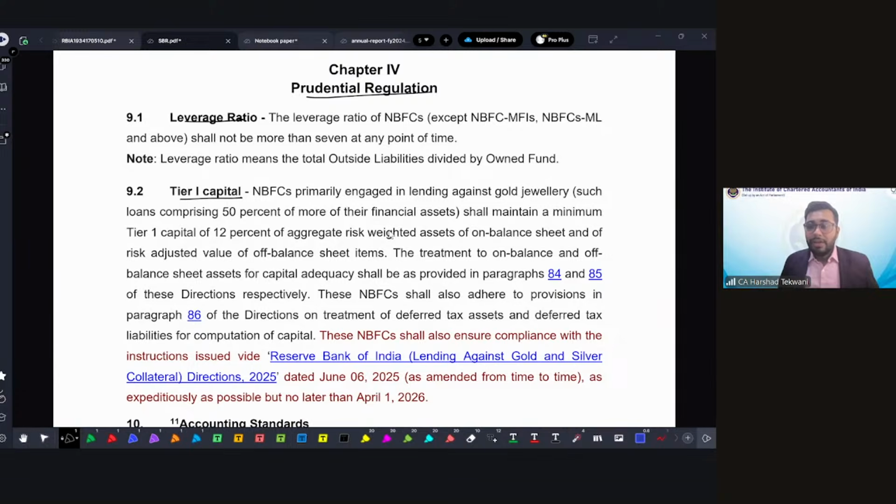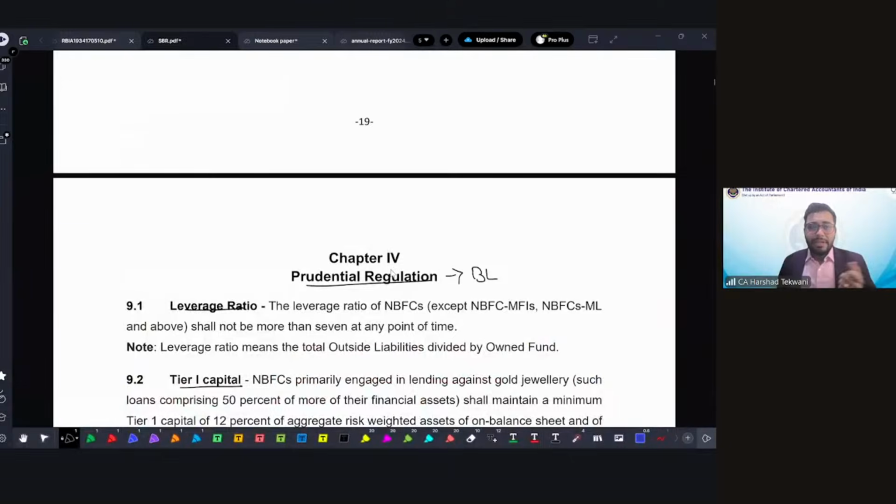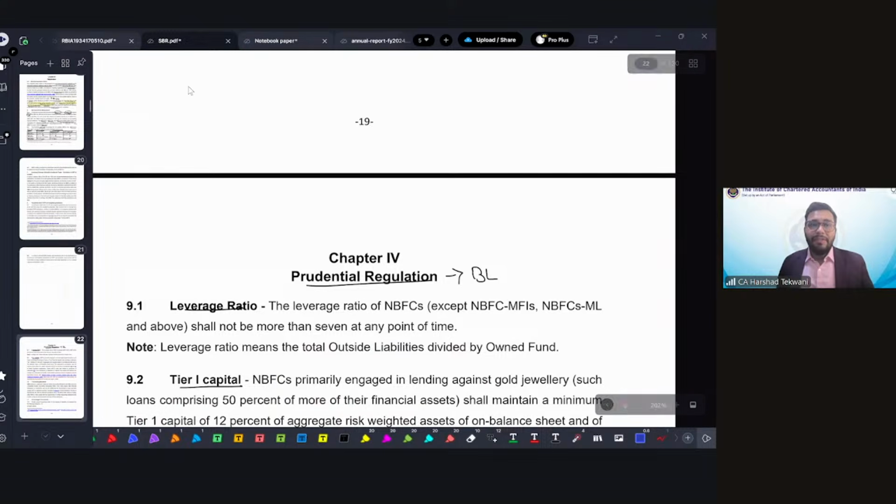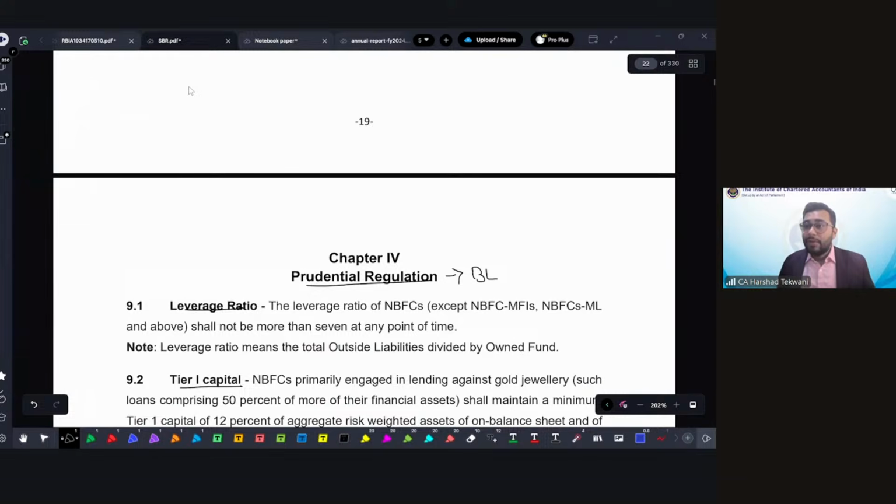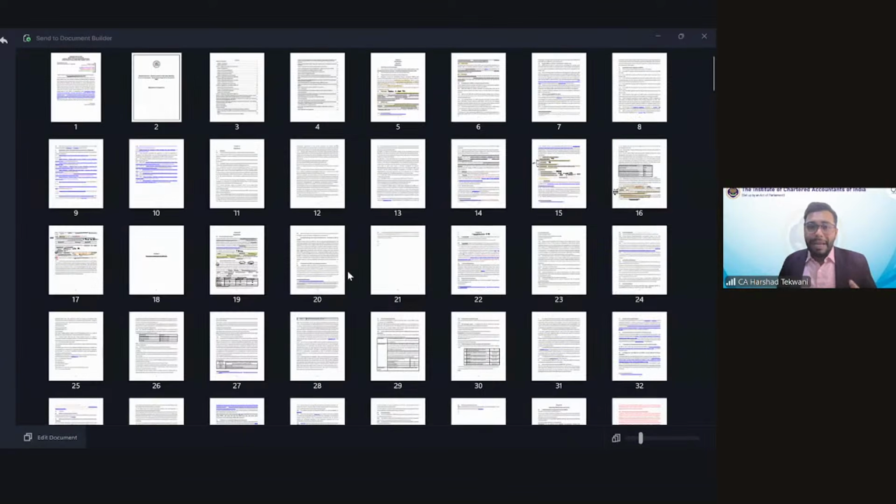Now, we are talking about prudential regulations which are applicable to the BL, base layer. This is for the base layer. Now, you will ask, sir, where it is written. This is because the section that we were referring to, remember, in the start, was for the base layer. I will show you the prudential regulations for the middle layer.